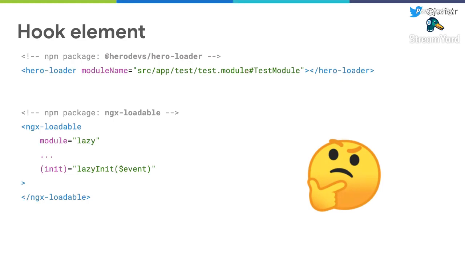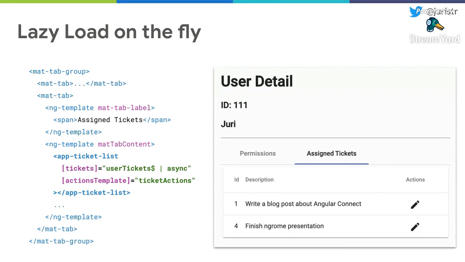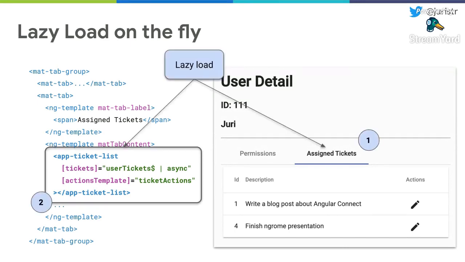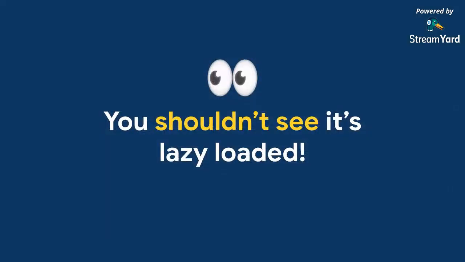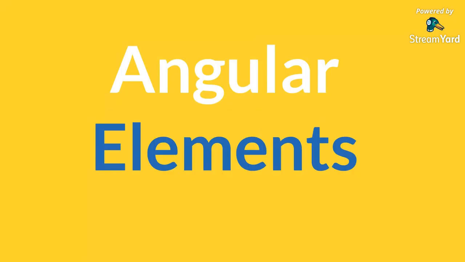But I was actually thinking, now this works nicely, but I was wondering, could we get even better? What I really wanted is, for instance, here you have a UI with these different kinds of tabs, as you have seen before in that real world application. And what I really want is that app ticket list component, for instance, I want to lazy load it, but I don't want to do much other stuff, I would directly want to lazy load it here in my template without doing too much. And so actually, you shouldn't really see that it's lazy loaded. It should be quite transparent for you. And that's where I entered the Angular Elements route.